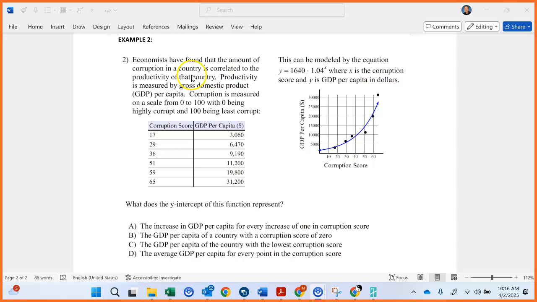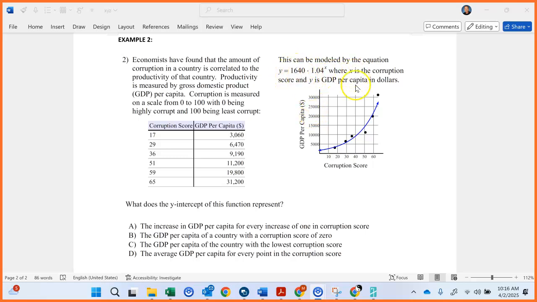Again, they give a little description of what's happening, or what's being tracked. They're talking about some corruption score and how it relates to GDP per capita. So I guess the more corruption you have, somehow relates to that. And we're given a graph that shows that as the corruption score goes up, the GDP per capita goes up, and they give you an equation.